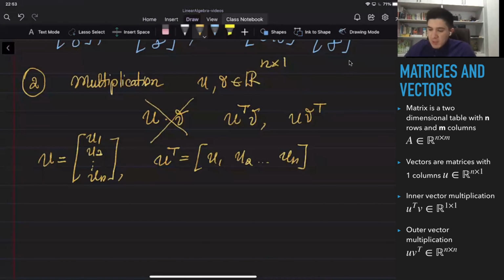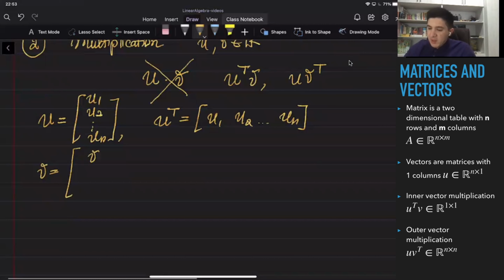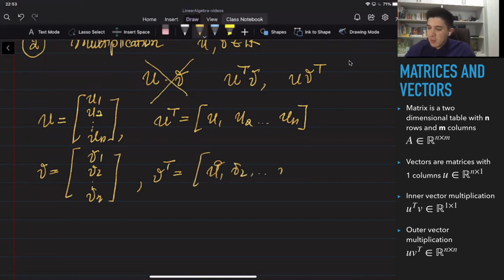At the same time, the same applies for the v. So if you're given v, like v1, v2, and so on, vn, then v transpose is going to be equal to the row v1, v2, and so on, vn. So if I would like to multiply two vectors, then I can multiply the u transpose to the v, or either u to the v transpose.